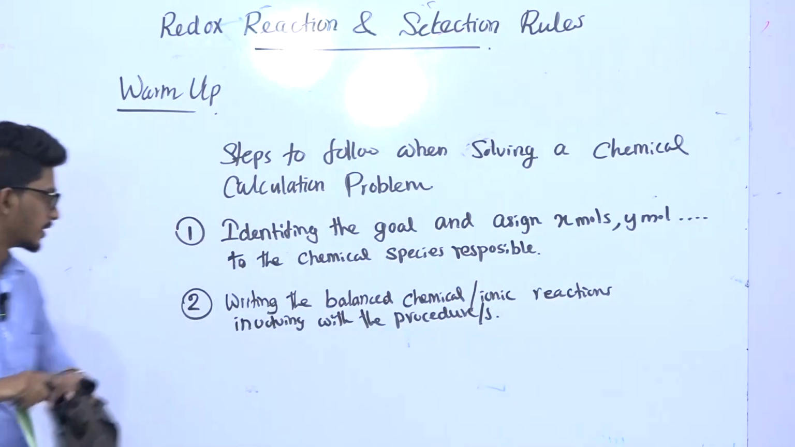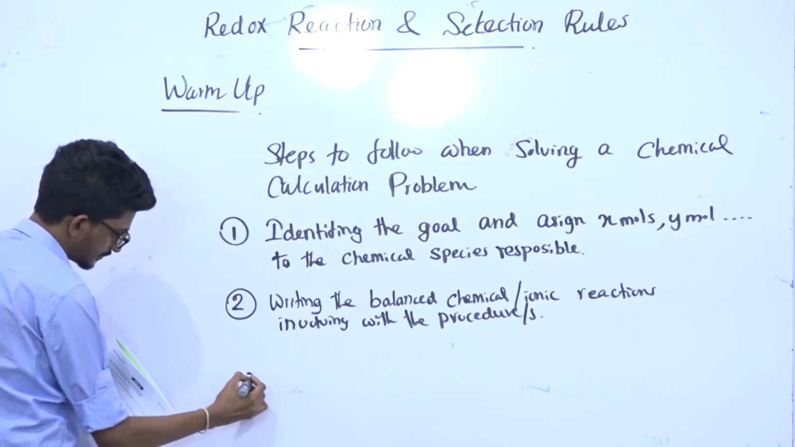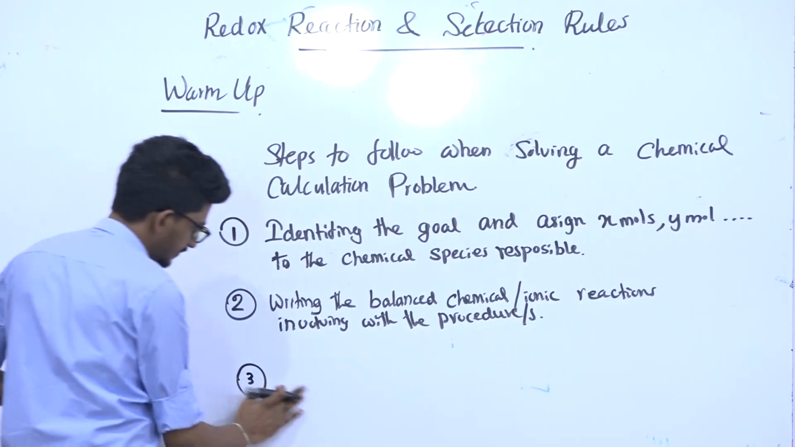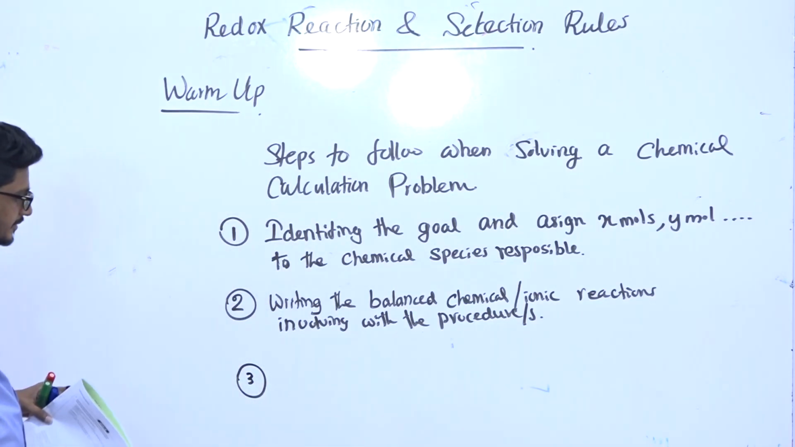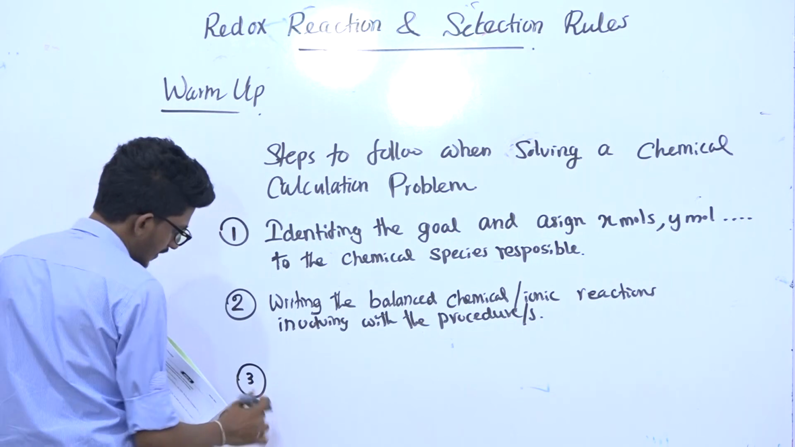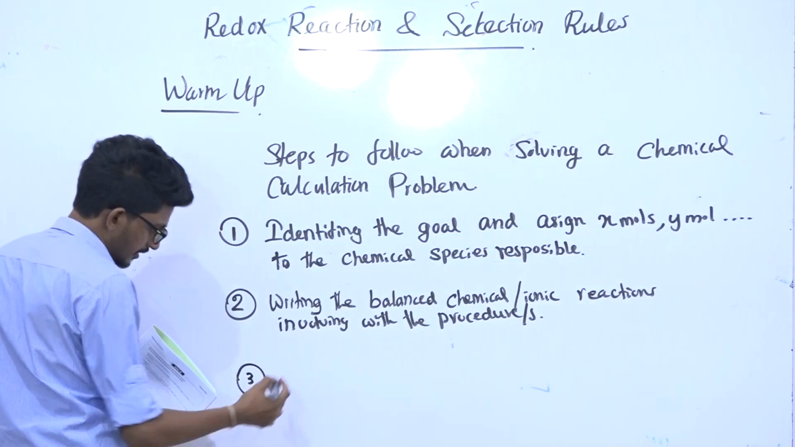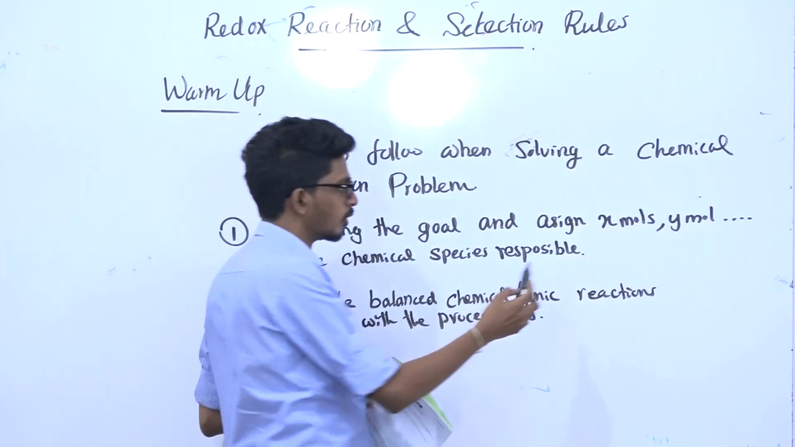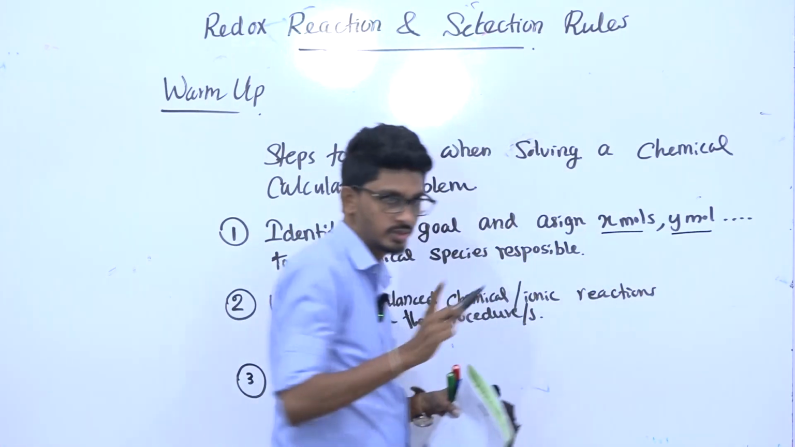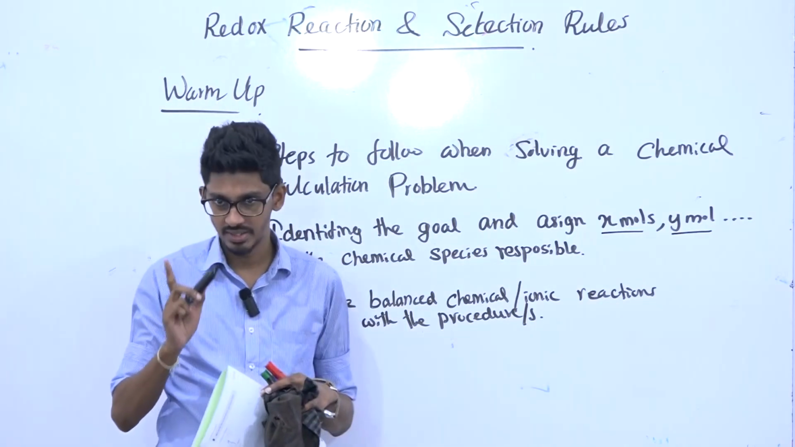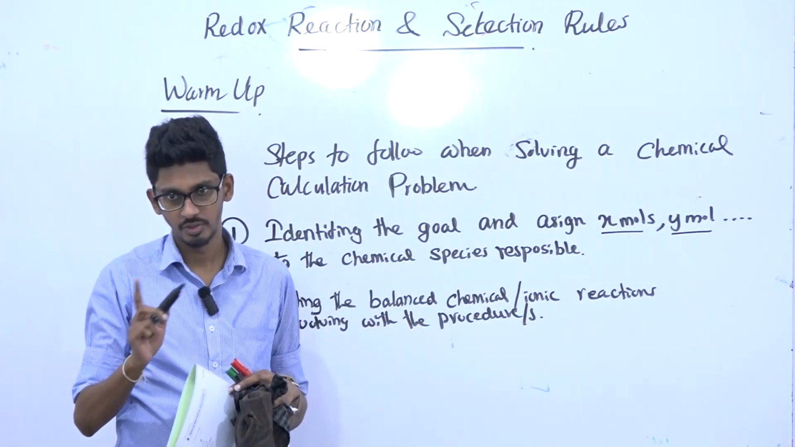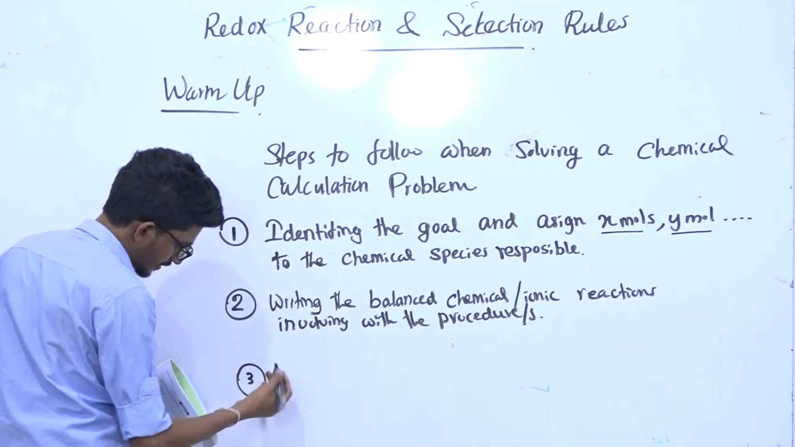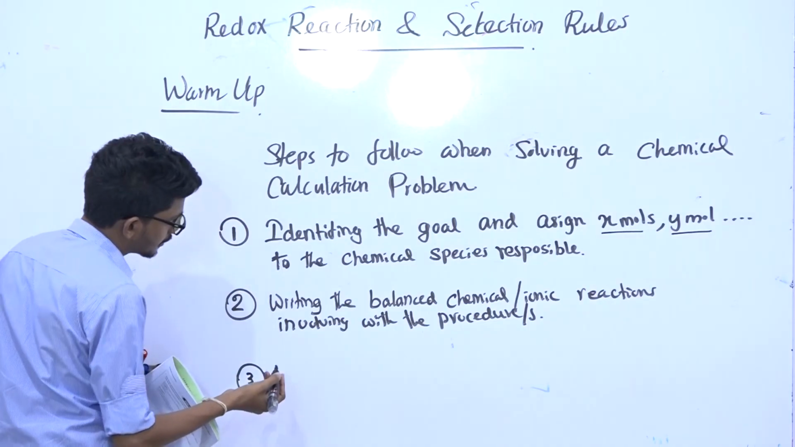Right? The third one. Right? Coming up with the simultaneous equations. Right? Simultaneous. So you know, as you are with two unknowns, x moles and y moles, you need to come up with two simultaneous equations to completely solve for those two unknowns, right? So the third step is coming up with the simultaneous equations, right?